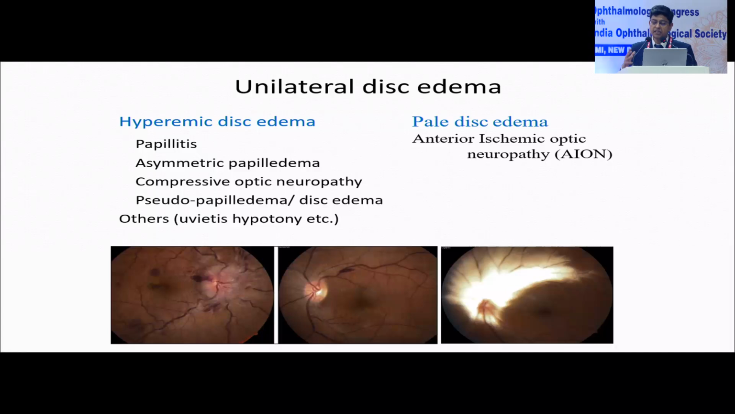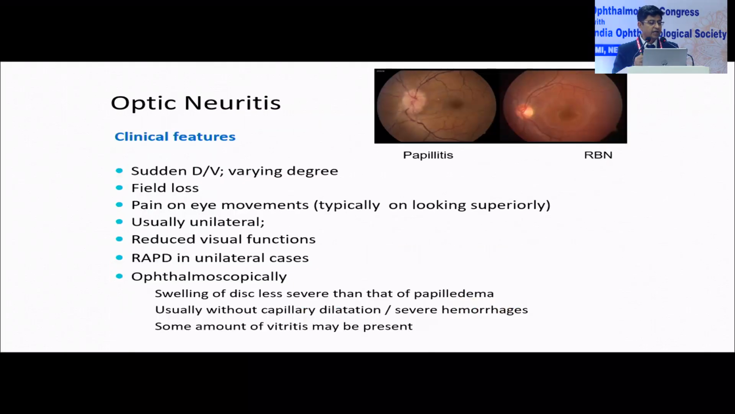Pale disc edema, you would at the very onset start thinking of ischemic optic neuropathies. Thankfully, we tend to see much less arteritic causes of ischemic optic neuropathies, but still that is something that you need to keep in mind. Optic neuritis has been discussed frequently in multiple forums in this conference, so just remember typical and atypical features.